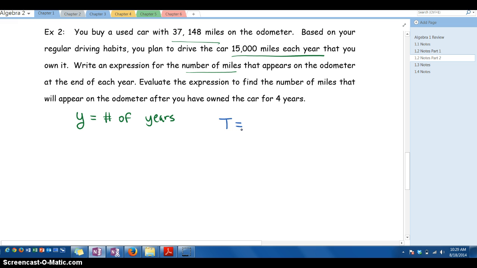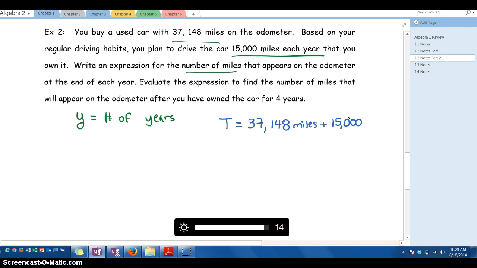Now, when we bought the car, we already had 37,148 miles on it. That's never going to change, whether I want to or not. It's just not. That's how much the car had coming in. And then I used the car, obviously, because that's why I bought it. And it has 15,000 miles, but it has it every year. So it doesn't just happen once, it happens repeatedly every year.